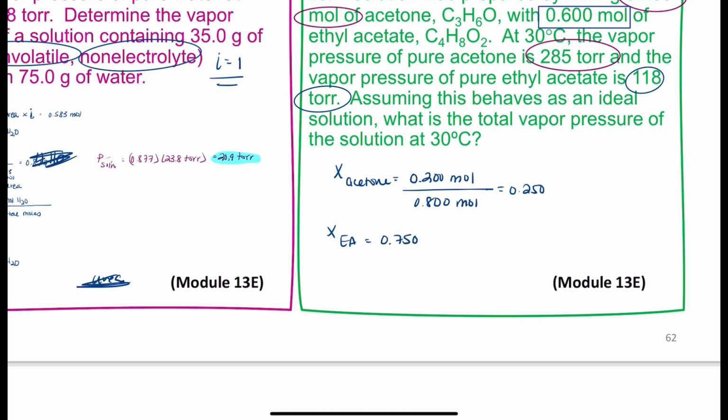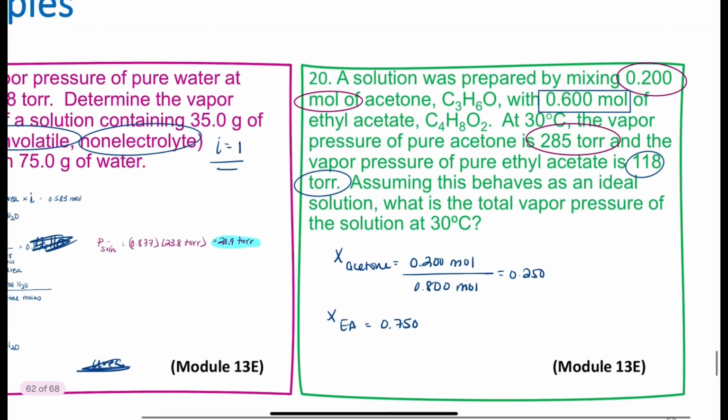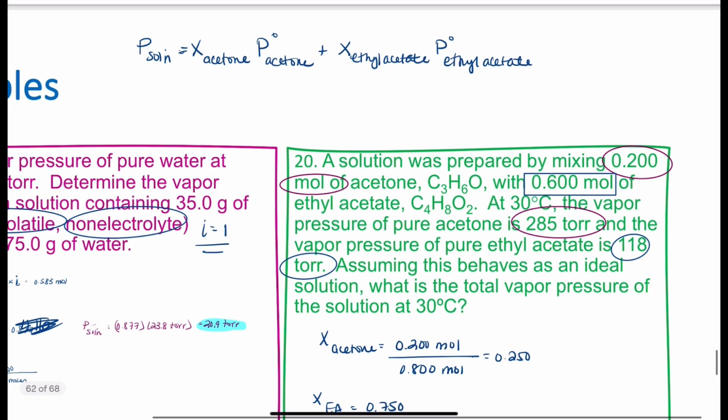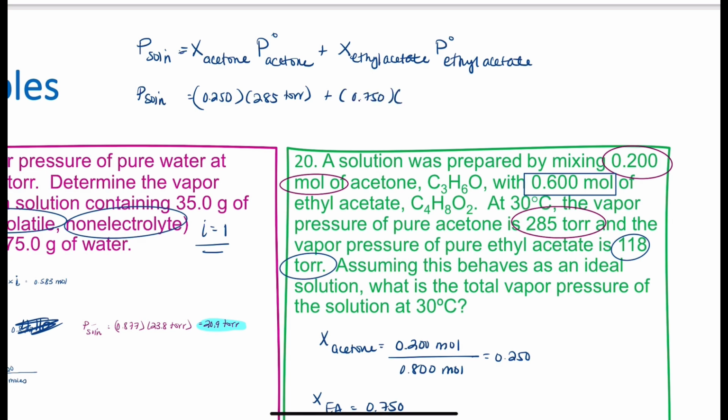You can also check your math here if you'd like. The 0.6 moles of ethyl acetate divided by 0.8 moles total gives me the mole fraction of ethyl acetate as well. Just reading that as EA for simplicity. We'll plug those into the equation up here. The vapor pressure of my solution is equal to 0.250 for the acetone times 285 torr, plus 0.750 for the ethyl acetate times 118 torr.